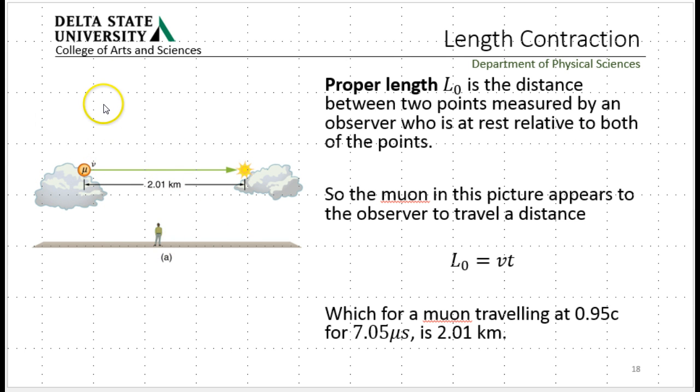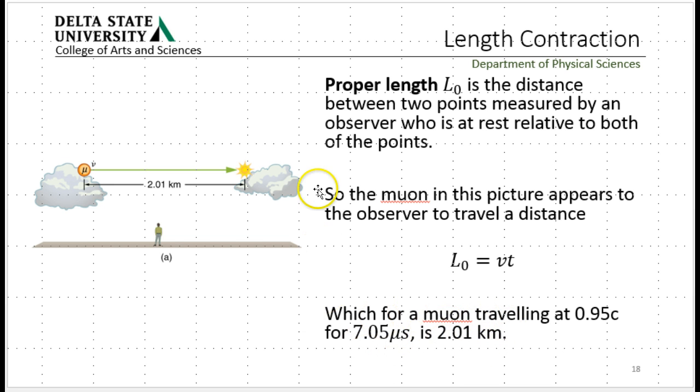we'll get there later. All right, so the muon in this picture, which is going from one cloud to the other, appears to the observer to travel a distance L0, the proper length, equals the velocity times the time. And if the muon is traveling at 0.95 c for 7.05 microseconds, then that gives us 2.01 kilometers.